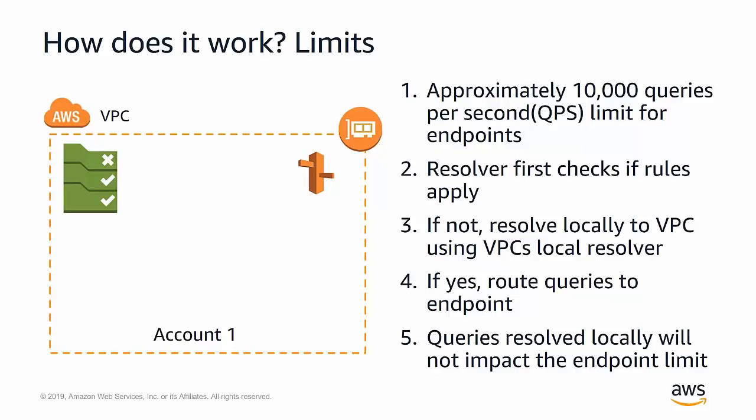And so what will happen is that if you do have rules that apply to a particular VPC, the Amazon DNS service is going to say, is there a rule that applies to this particular query? So example.com. If the answer is yes, then those queries are going to be routed back through the endpoint. And so the limit applies there. That's when that traffic starts going through the endpoint. If the answer is no, that query actually stays local to the VPC. And so that query never sees your endpoint and it won't put any kind of load on your endpoint.